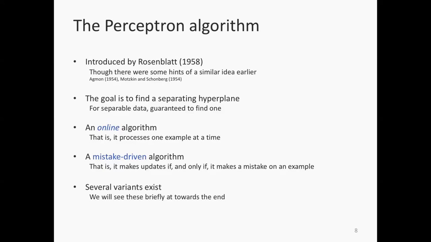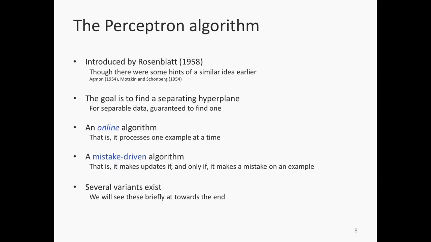It's a mistake-driven algorithm. That means that it operates in this mistake-driven protocol that we just saw. An example comes in, it makes a prediction, and if the prediction is wrong, it updates the hypothesis. And only if it updates the hypothesis, only if there's a mistake. If there's no mistake, we don't care.